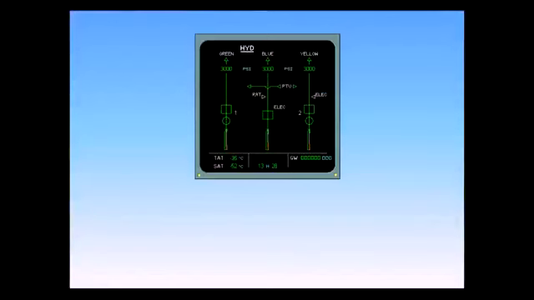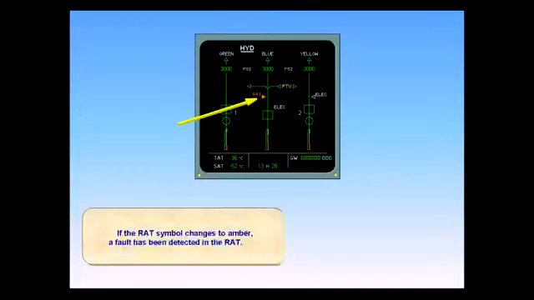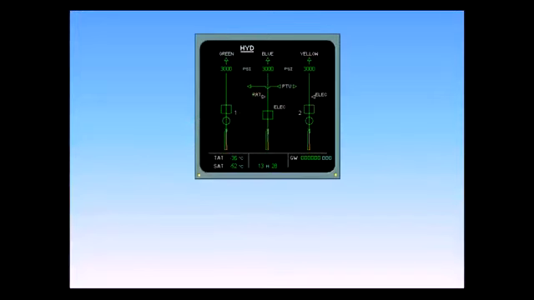If the RAT symbol changes to amber, a fault has been detected in the RAT. If an electric pump overheat is detected, the symbol changes from hollow white to a solid amber. Electric overheat in amber is displayed adjacent to it.